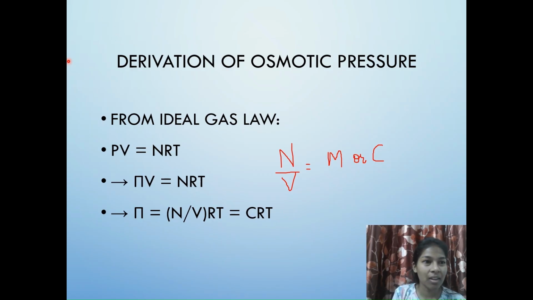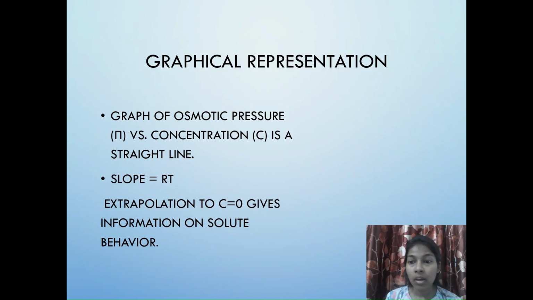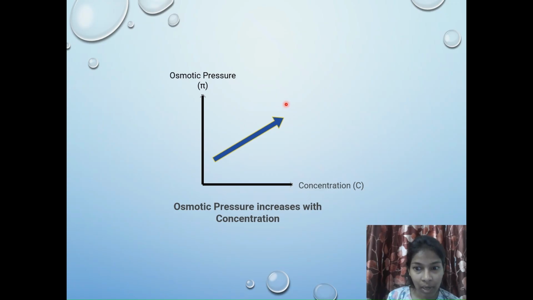Now, if we compare the osmotic pressure with the concentration, we will get a straight line with a slope of RT, because pi equals CRT. And if we extrapolate to C equals 0, it means infinite dilution, because C equals 0 means the solute particle concentration is 0. So it will tell how the solute particles behave ideally, whether they will stick together, associate, or dissociate.